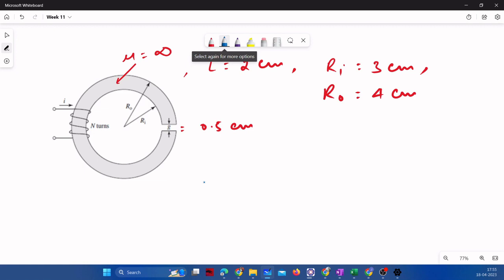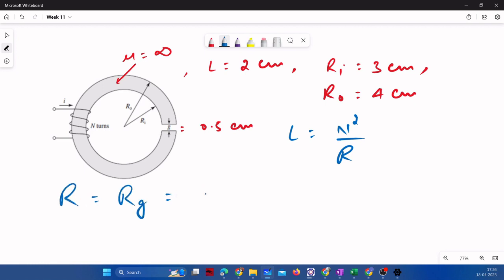Any approach do you have in mind to compute inductance? Could you suggest? N square by R. Okay, you mean N square by reluctance. Yes. Inductance, I will write what you just told: N square by R. And how to compute R? L by mu.